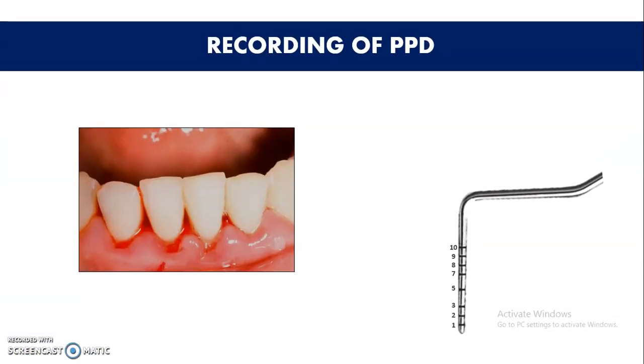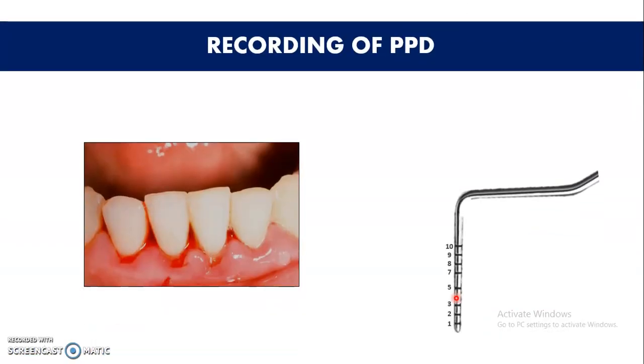Look at this example. When the probe is inserted into the pocket, the second band is completely visible and the fifth marking between the bands is also visible, which means the marginal gingiva is halfway in the first band. So this gives a pocket depth of 4 mm.